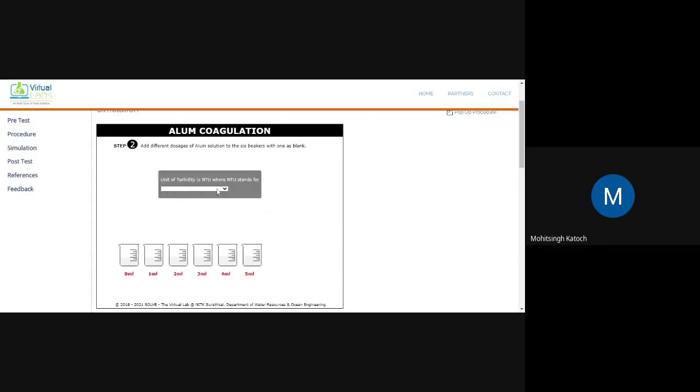These types of questions can be asked in the simulator. The unit of turbidity is NTU, where NTU stands for what? These are the options. The correct answer is nephelometric turbidity units. If we give the wrong answer, it will tell us that the answer is wrong.